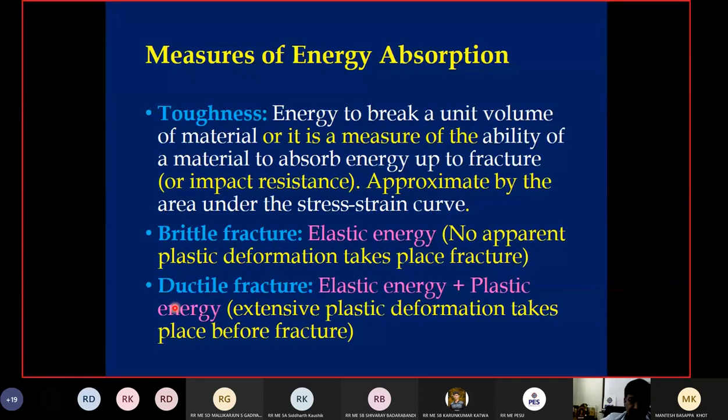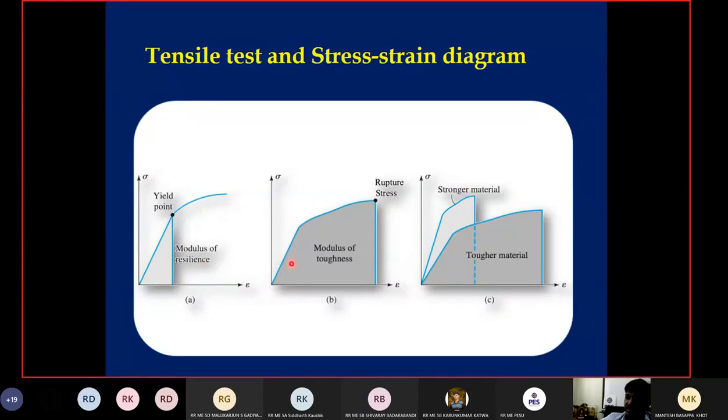Now you can see here you have the modulus of resilience and the modulus of toughness, so you can easily make out which among these is the toughest material and which is the stronger material. Whenever you are given a material and you do the testing and compare their stress strain curves, you should be able to easily locate which is the stronger material and which is the tougher material. The toughness needs to be checked, and the resilience also needs to be checked. So you need to know which is going to be tougher and which is going to be stronger.